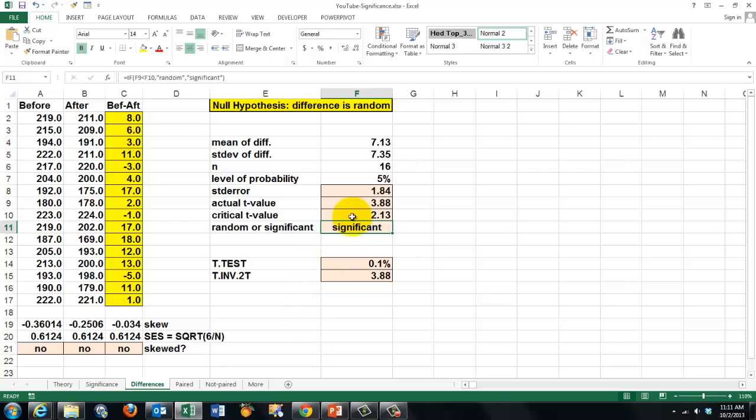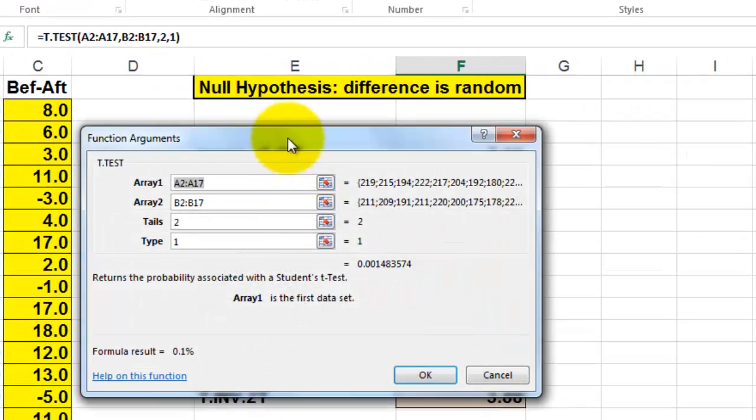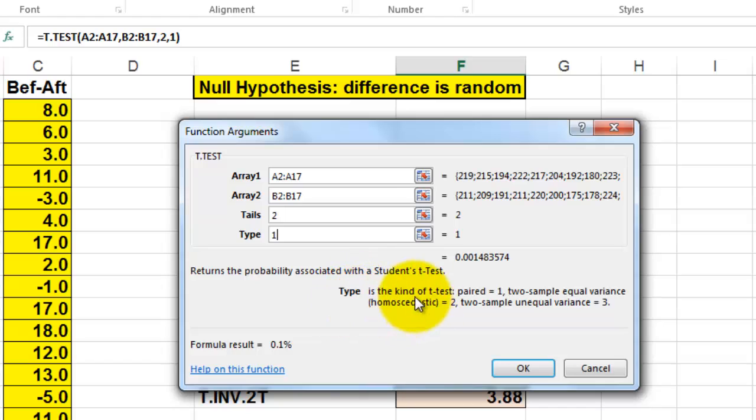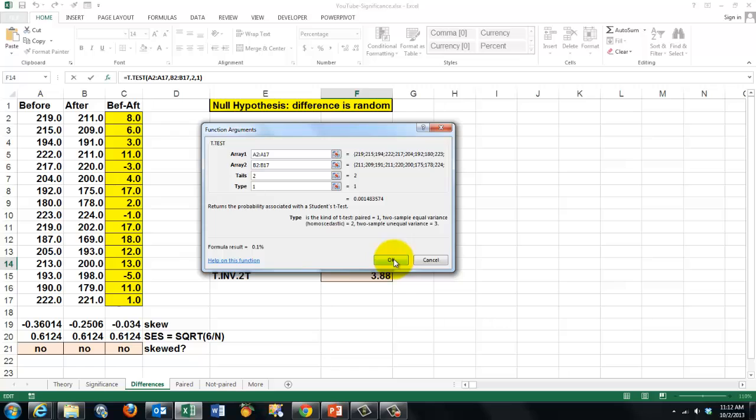I could have skipped all these calculations by immediately using a t-test function. The t-test function does all the work for you. It asks what is array 1, what is array 2, how many tails do you want, 2-tailed or 1-tailed, and then finally it asks, is this a paired test? Yes, it is paired. So I choose type 1 and OK it.